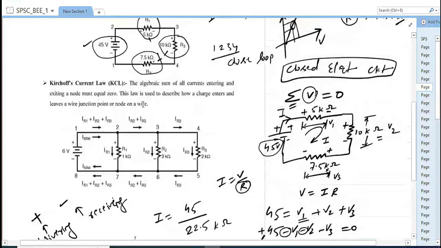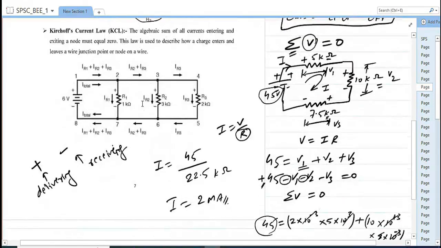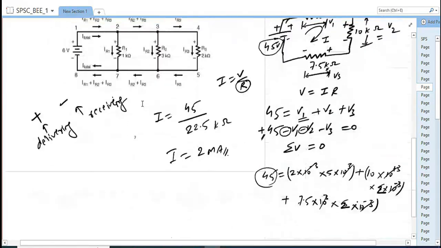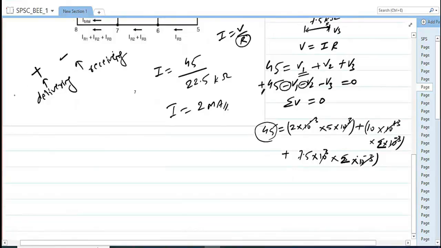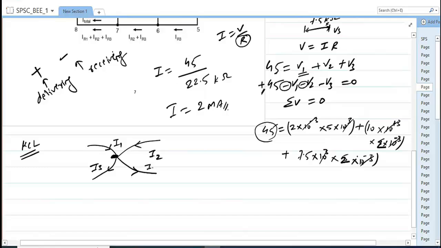Okay, now come to the next point, that is KCL, Kirchhoff's current law. This is again very important. What is KCL? Let's say this is a node and some current is coming here. Let's say this current is I1, and another current is coming here. Let's say this current is I2, and some current is going from here. Let's say this current is I3, and another current is going from here. Let's say this current is I4.